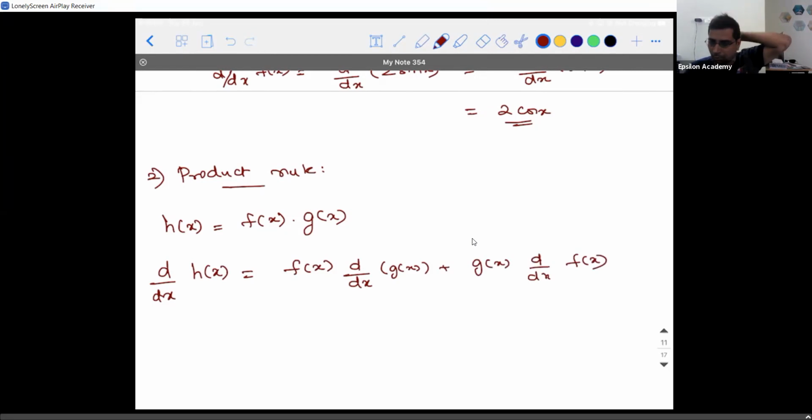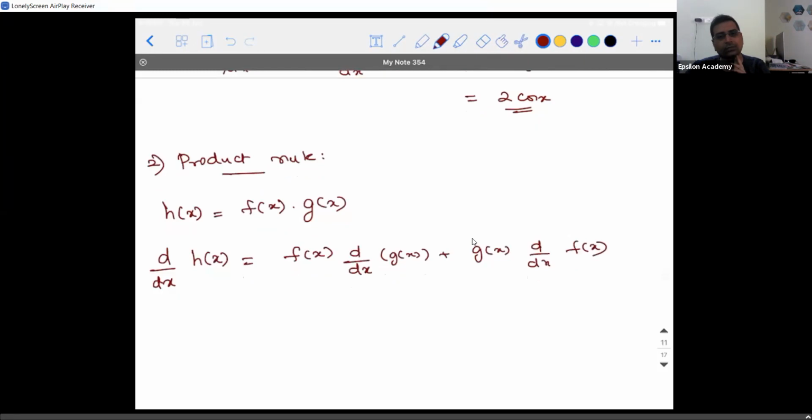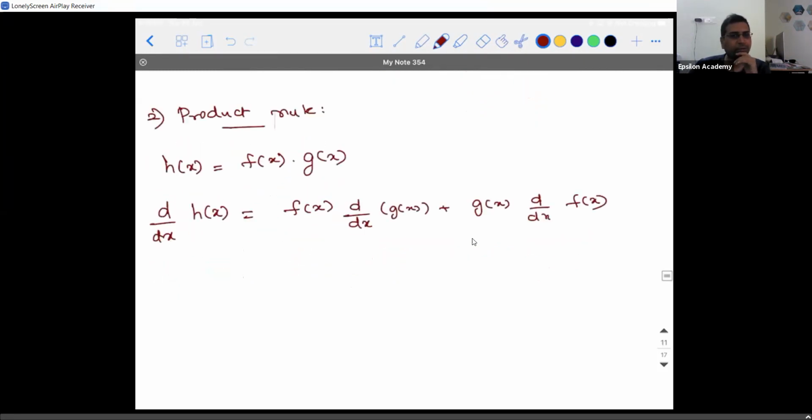Okay, it's very simple. Though the formula appears to be big, as you apply it for 2-3 problems, you'll understand it. d by dx of h of x is f of x into derivative of g of x plus g of x into derivative of f of x. Let's take an example and understand.